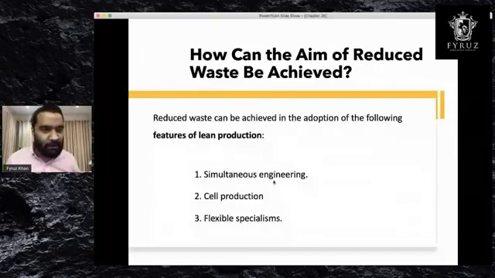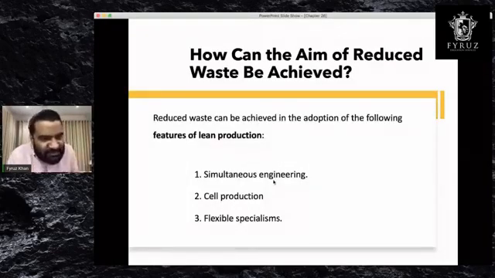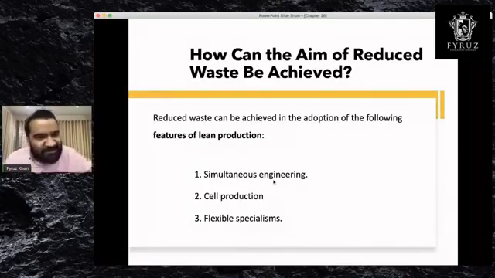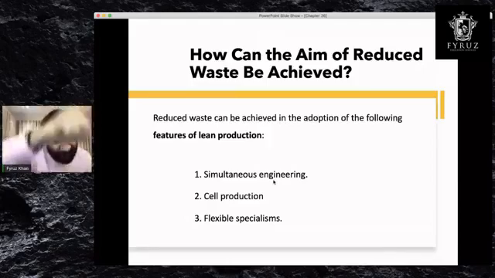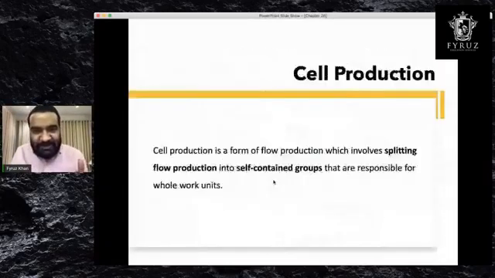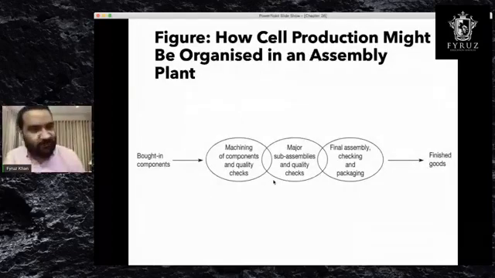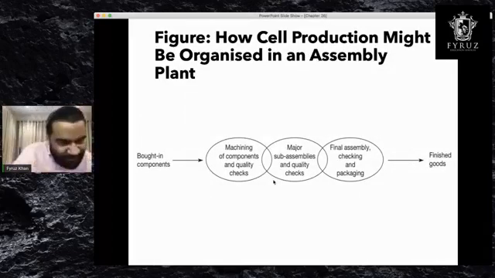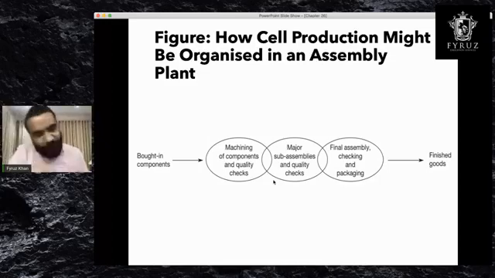Simultaneous, you will do things at the same time, doing market research, costing, designing, and production at the same time. Cell means think about different units, separate units, like this. Okay, everybody will specialize on something. And of course, you can interchange, it'll be more efficient. Okay, start to finish.